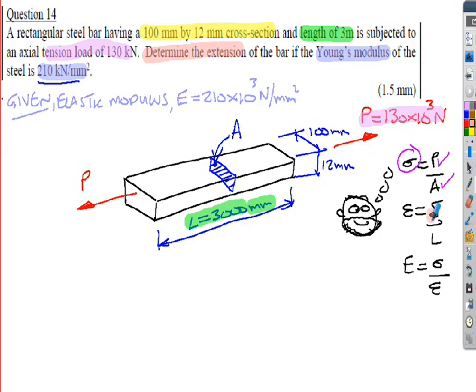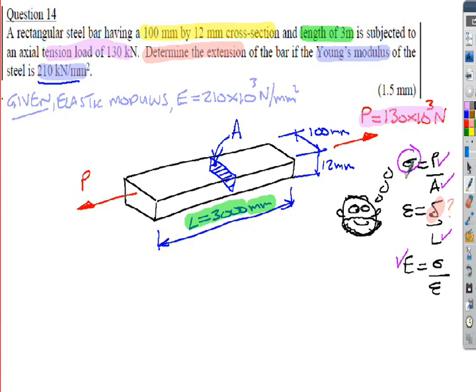Now in my symbols, the extension is here. What's this value going to be? That's what I'm trying to find. I know I can find the stress, but I can't find the extension from the middle formula because I don't have the strain, this symbol here. So that's no good. So what else am I given in the question? Well, I'm also given the elastic modulus. I'm actually given the length as well.